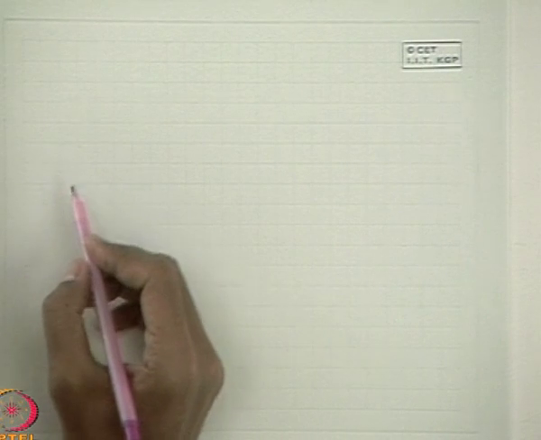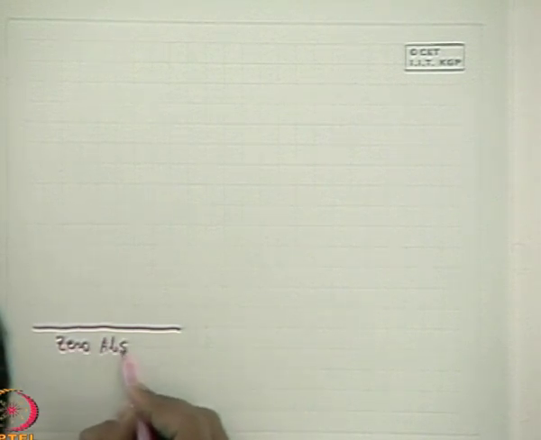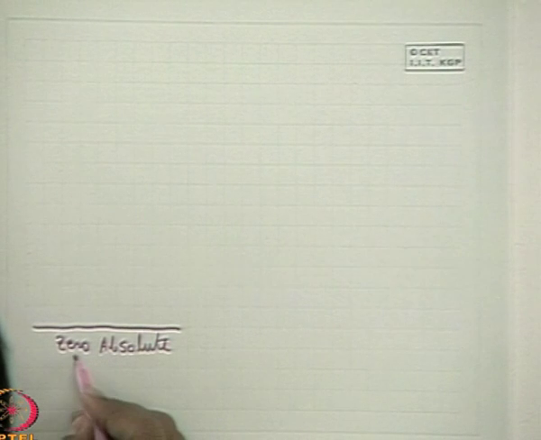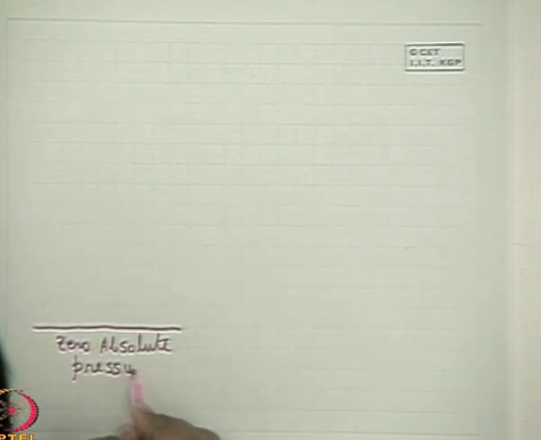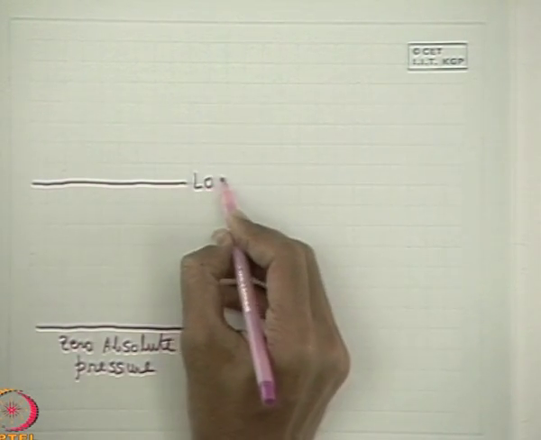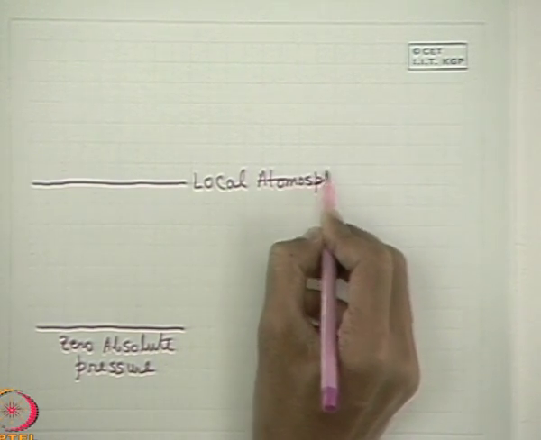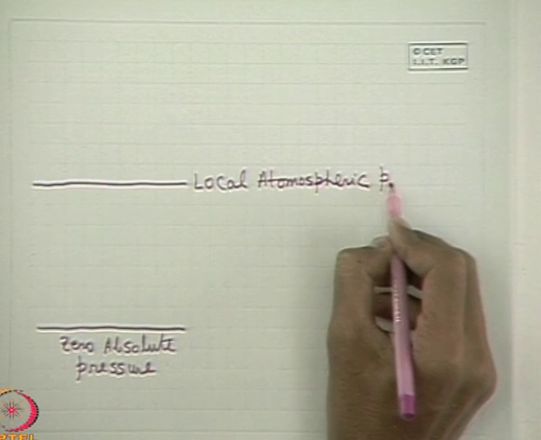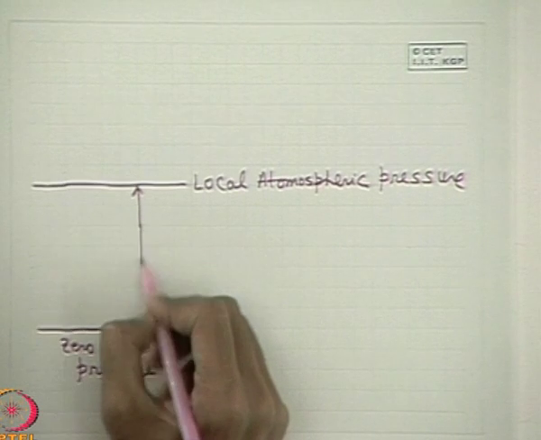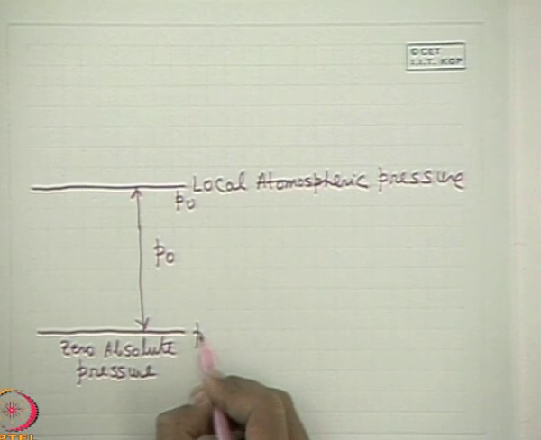You can show it like this. If it is zero absolute pressure, or a complete vacuum, let us see that this is the local atmospheric pressure line. Very simple. That means this is the value of the local atmospheric pressure. Let this be P0. This is P equal to 0.